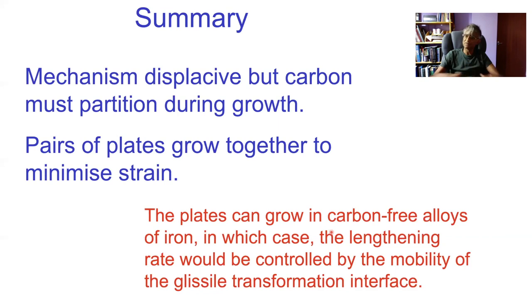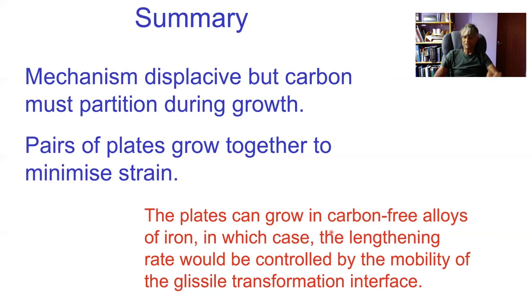The plate grows by a homogeneous shear of the parent lattice with the carbon atoms moving during the transformation, but the movement of the carbon atoms doesn't influence the change in crystal structure. So this is a displacive transformation which occurs at a rate controlled by the diffusion of carbon ahead of the plate tip, if carbon exists in your alloy.